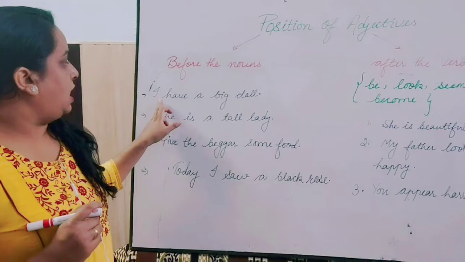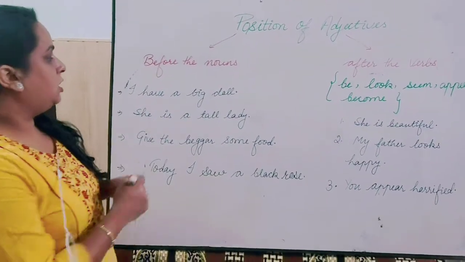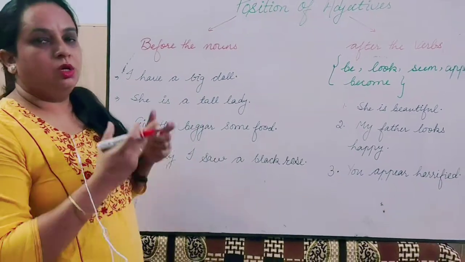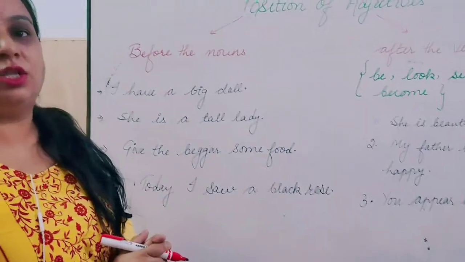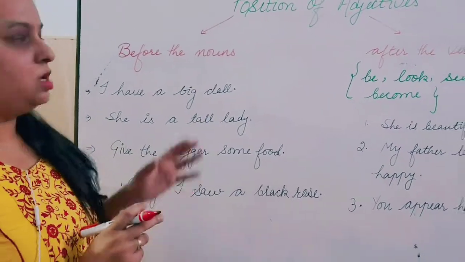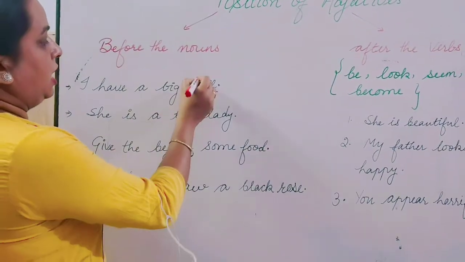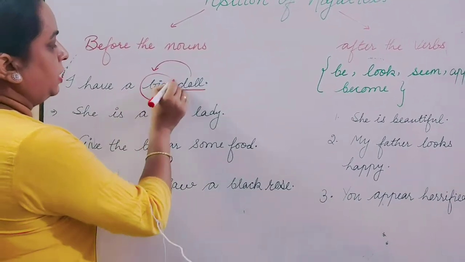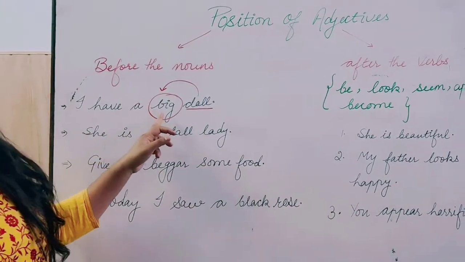For example, I have a big doll. Clear? I have a big doll. So if you have to get an adjective in a sentence, you have to look for the noun first. Clear? So what is the noun here? Noun is doll, and what is placed before this is big. So big is showing the quality of the doll. So big becomes the adjective here.